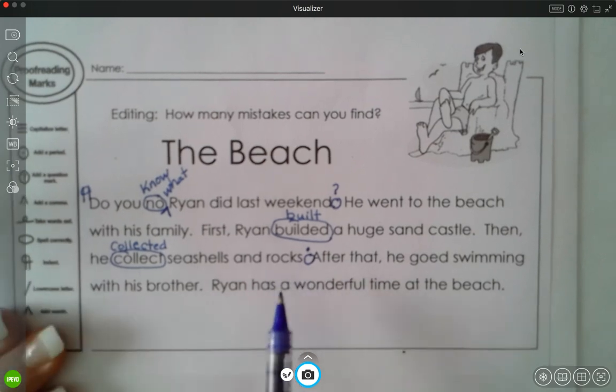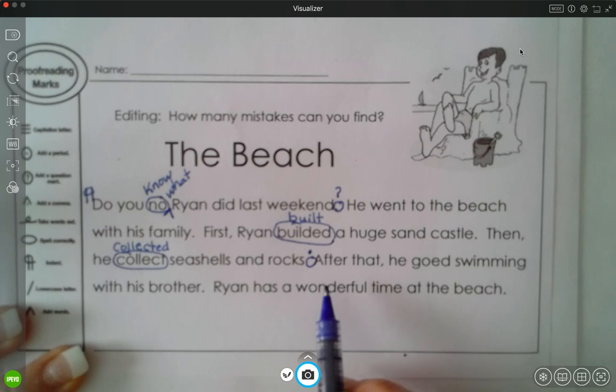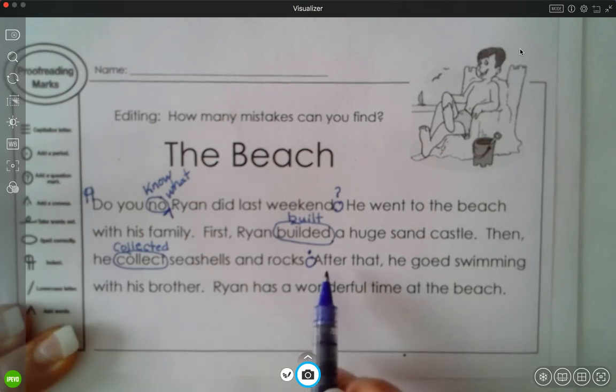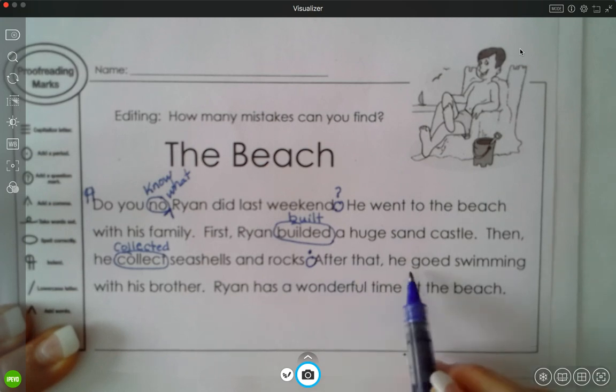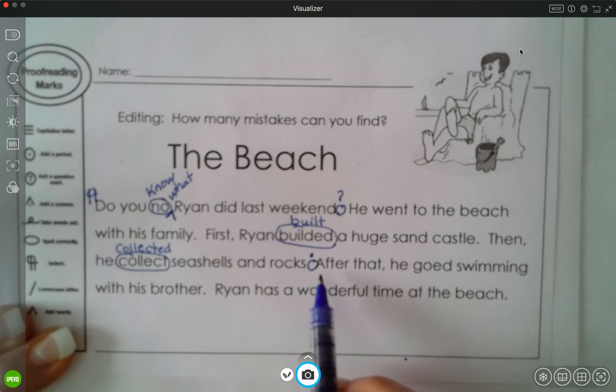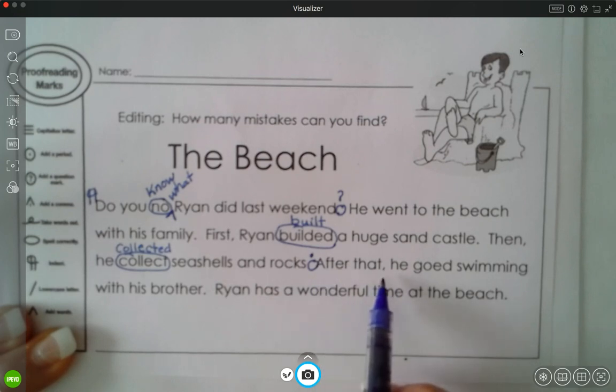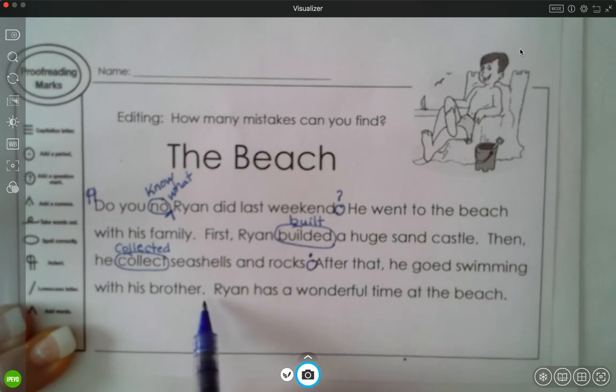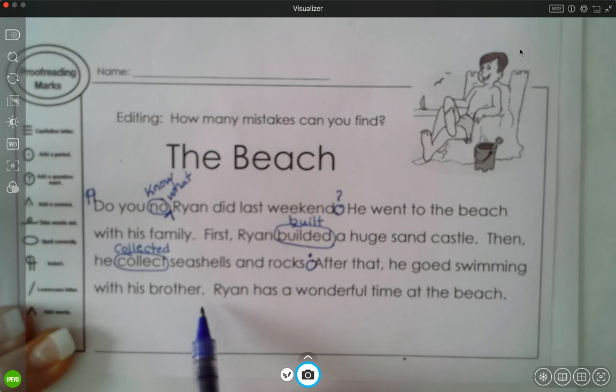All right, going on to the next sentence, we have a final transition. It says, after that, he goed swimming with his brother. Okay, so it does begin with a capital, and it has a comma after the transition, and it has a period at the end, but again, it sounds like we have some poor grammar going on.